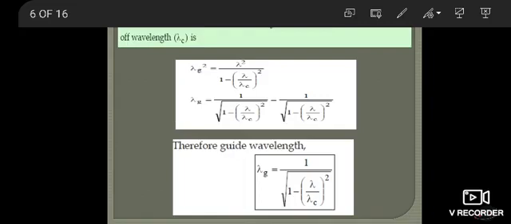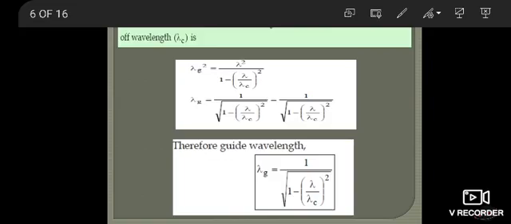So from this overall equation, lambda g square equals to lambda square by 1 minus lambda by lambda c whole to the power of square. And overall we can write, why? Because we do not want the square, so we can take the square root of this. Because if we have the square at the LHS, we apply the square root to the RHS as well, so we get lambda g equals to the square root of this.